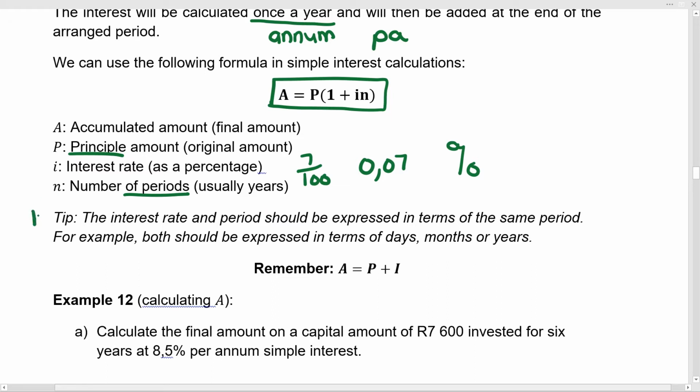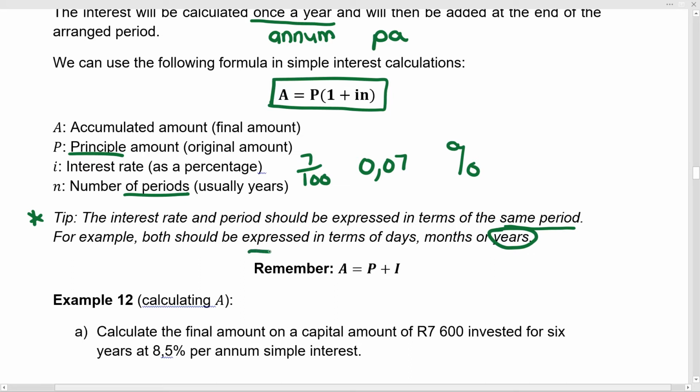Okay, here's a tip for you. The interest rate and period should be expressed in terms of the same period. So if I'm talking about a 17% interest rate per year, then I need to be dealing with years. Okay, so they all have to be days or months or years, and we are pretty much always going to talk about years. Months will come into it, but you'll be able to see that when it comes up.